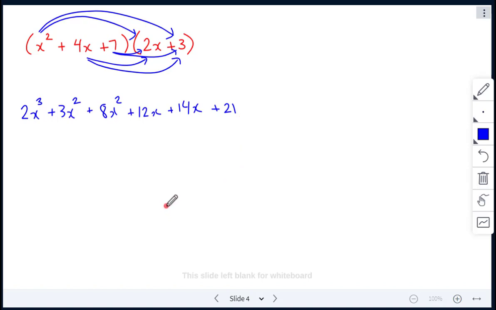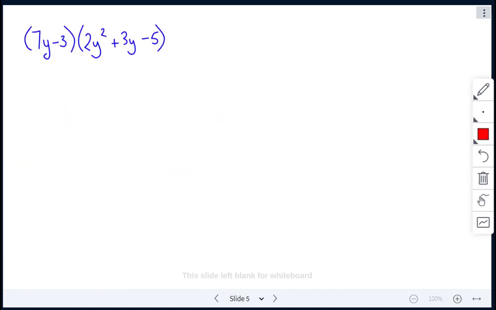All right, now you're going to go ahead and collect any like terms. So 2x cubed, there's no other x cubed. We have a 3x squared, we have an 8x squared. Those two will collect together. Then we have a 12x and a 14x that will collect together. All right, so we end up with 2x cubed, 3x squared plus 8x squared, which gives me a positive 11x squared. And then 12x plus 14x, which is positive 26x. And then we have plus 21. All right, and that is the final answer for that one.